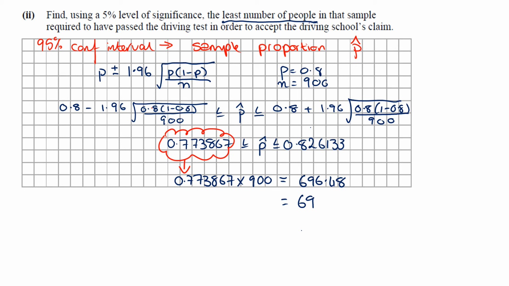And we're going to have to round up, because if we round down, we wouldn't have exactly hit that proportion, so we wouldn't have actually accepted it. We would have been very close, but we wouldn't have accepted it. So we need to round up in this case. So we end up with 697 people. So that's how many people in the sample of 900 would have to say, yeah, I passed my driving test the first time, in order for us to say, yes, the school's claim is correct, or we have enough evidence to support the school's claim.